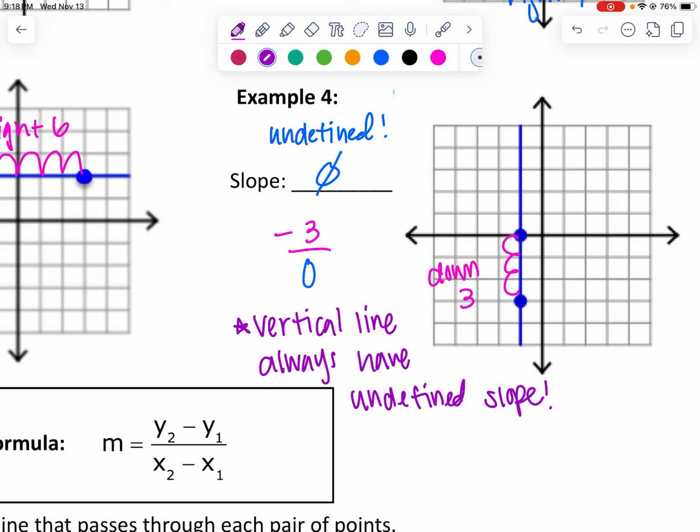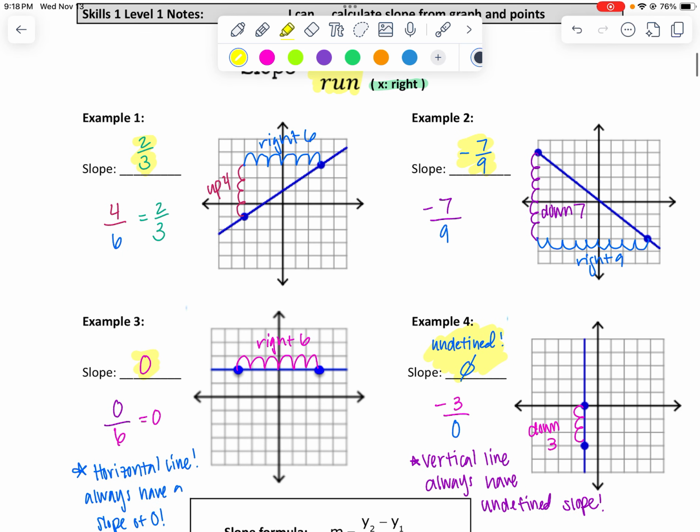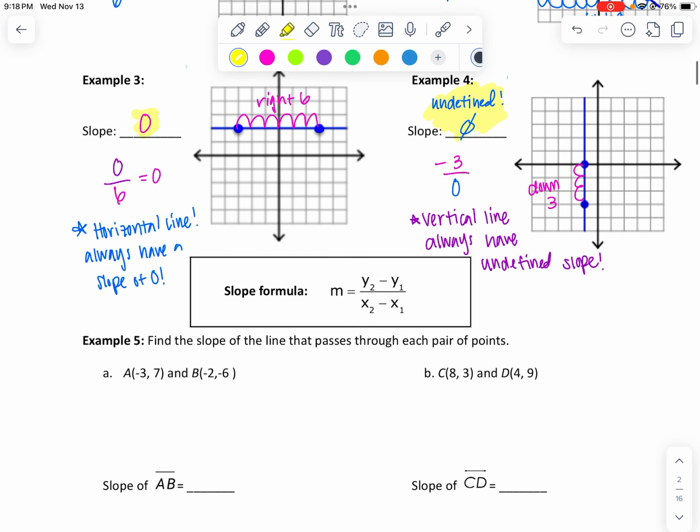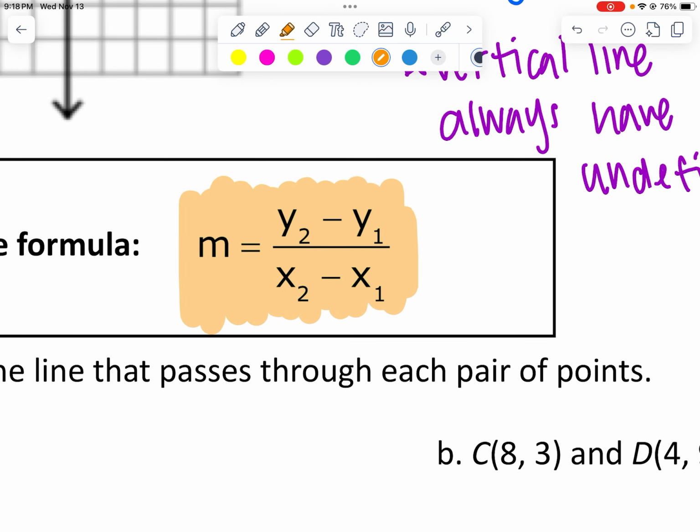Okay, always an undefined slope. All right, so this is when we're given a graph and we can go ahead and find the slope. There is another way to find the slope, however, and this is by using what is called the slope formula. So m stands for slope, and we're going to take y2 minus y1 all over x2 minus x1.